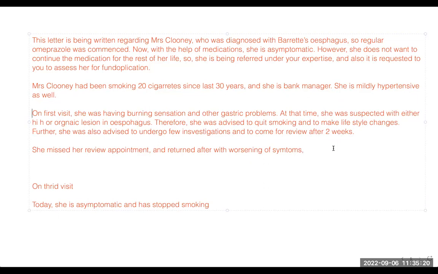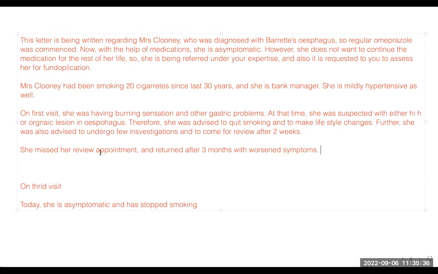So, and returned after 3 months with worsening symptoms. Yeah, with worsened symptoms, I can also say. Again, it comes to English basics. We will talk about this when we have the individual classes. Today is just a pattern class for writing. So she missed her review and returned after 3 months with worsened symptoms. So again, she was advised.